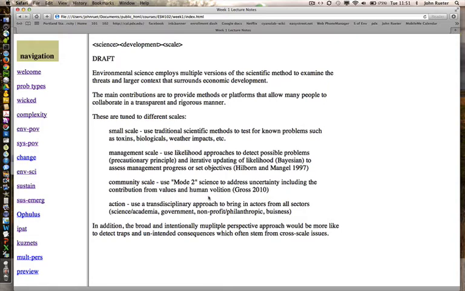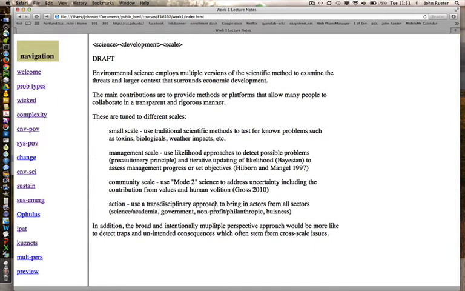And then finally, environmental science is pragmatic and it requires some action. We're going to work with partners from different domains in academia and different sectors of the economy, like the government, nonprofit, and businesses, to actually approach these problems. And that's what we call transdisciplinary science.